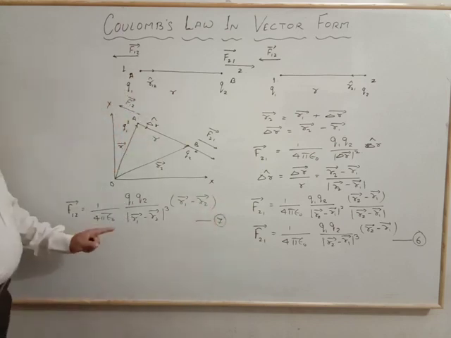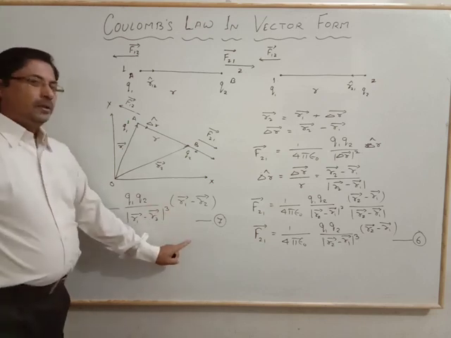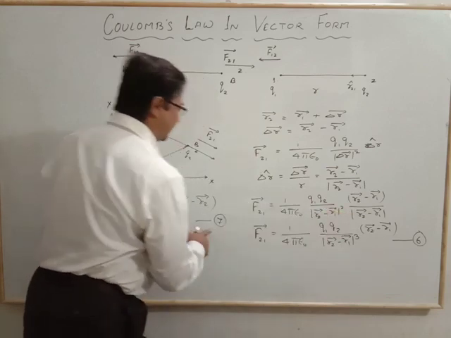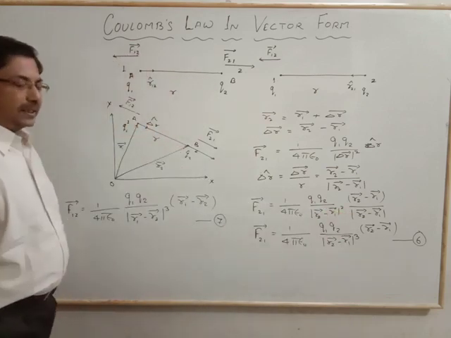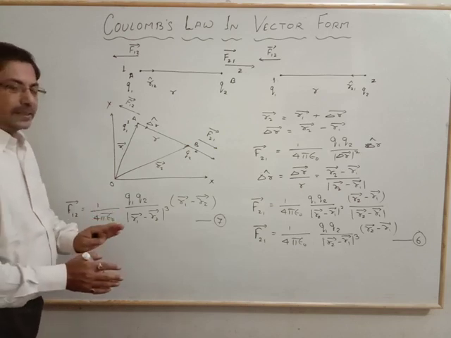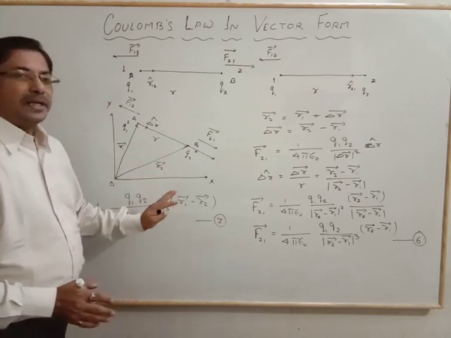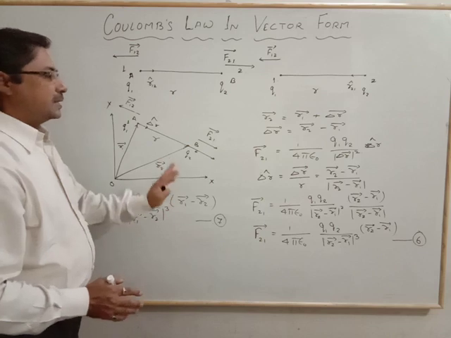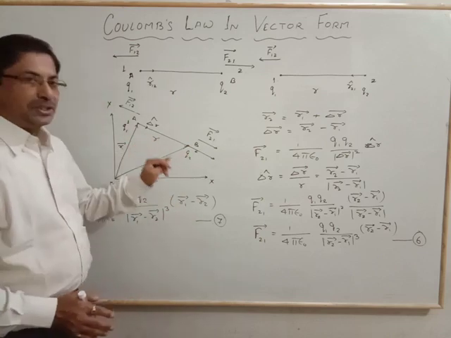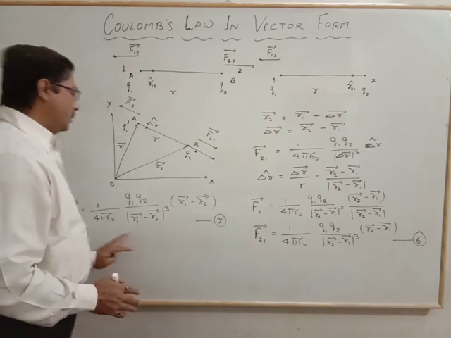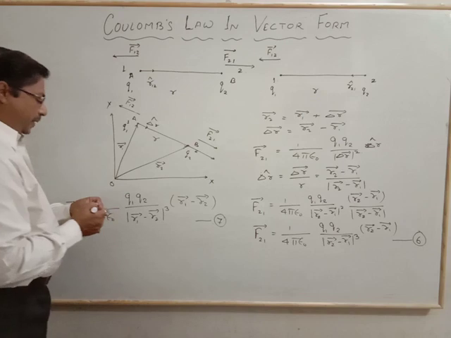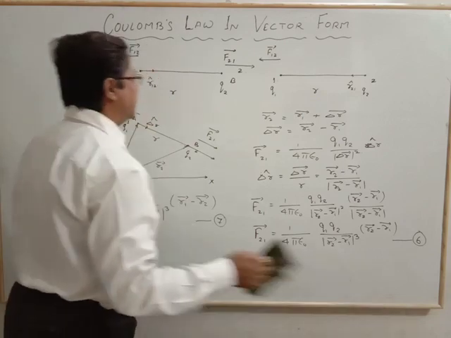So all the three, whether 2 or 3, 4 or 5 or 6 and 7, all represent the vector form of the Coulomb's law, but in different conditions. That is, in the first two we will consider the unit vector, in the second two there is the vector representation, the position vector, and here it is the position vector in the 2 dimension of coordinate. So this is the vector representation.